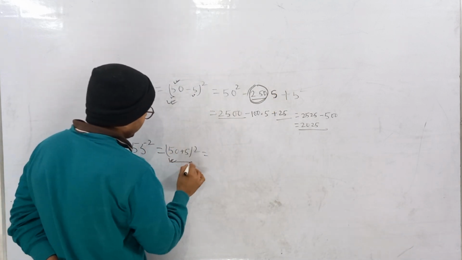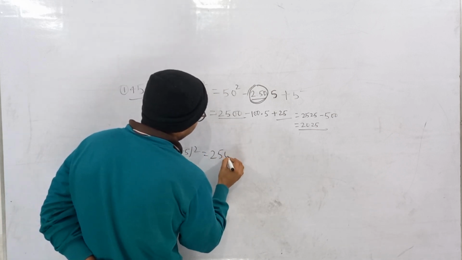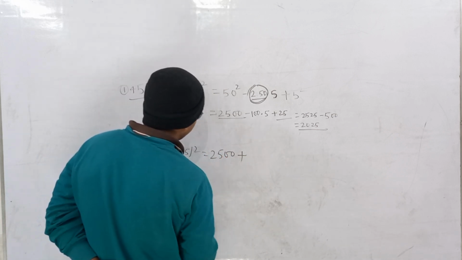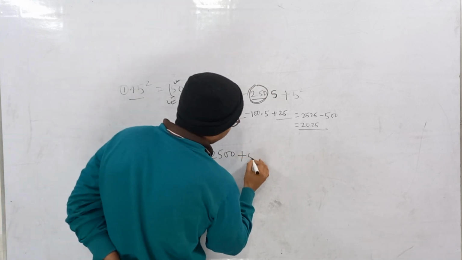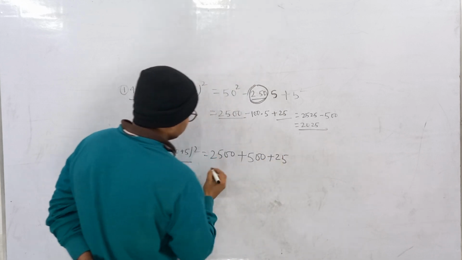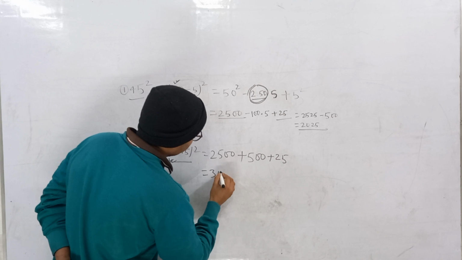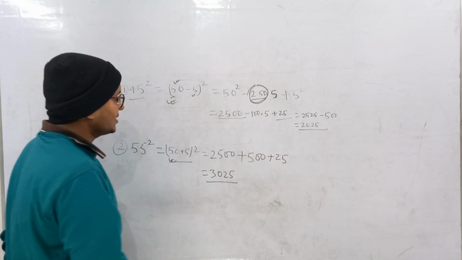Just like, suppose here I have given you one example. 50 square is 2500. Then plus 50 into 200, that is 500, you simply have to add, and plus 25 you have to add. So you will get 3025. Similarly any square can be found.